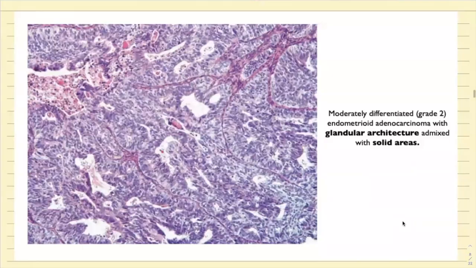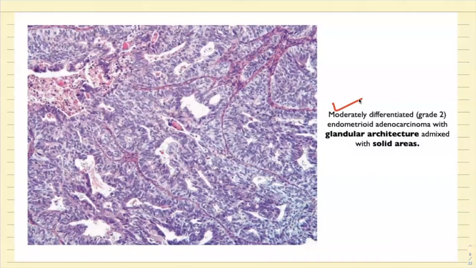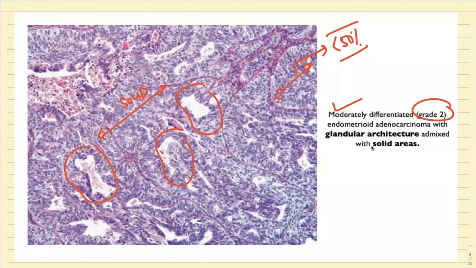Now, this is the second variety. This is the moderately differentiated endometrial carcinoma, which is grade 2. What is very important, can you see that there are areas which are completely solid in nature? There are certain areas where the glandular differentiation is maintained like this, but relatively, there are lots of areas which are solid. But it is less than 50% of the entire tumor. So it becomes your grade 2 or moderately differentiated endometrial carcinoma, which has glandular architecture along with solid areas. This is the solid area, this is the glandular area.